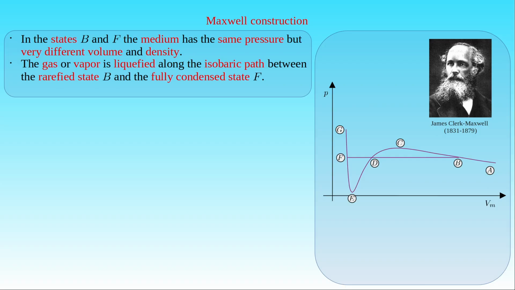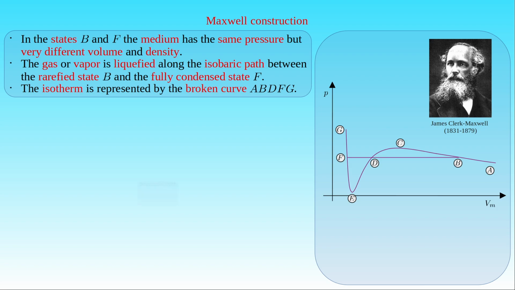In this way, a gas or vapor is liquefied along the isobaric path between the rarefied state B and the fully condensed state F, and the isotherm of the medium is represented by the broken curve A, B, D, F, and G. When Maxwell constructed this broken curve isotherm, replacing the original one derived from the solution of the van der Waals equation, he used the following arguments.